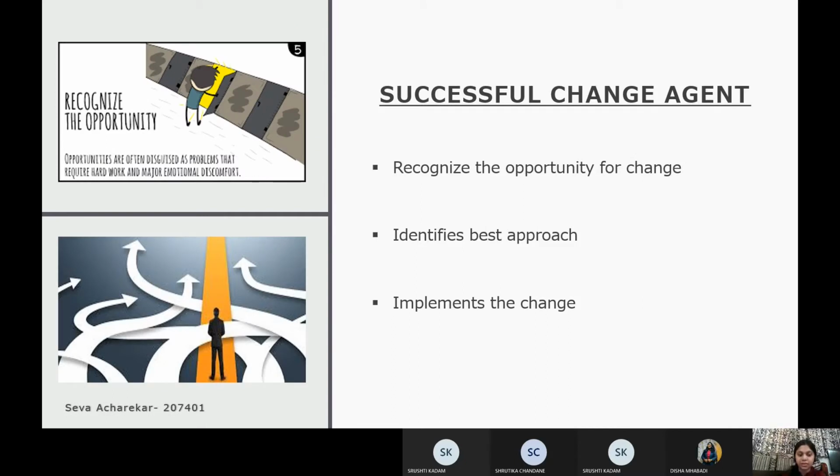A change is successfully implemented when a change agent recognizes the opportunity for change, identifies the best approach, and implements the change.